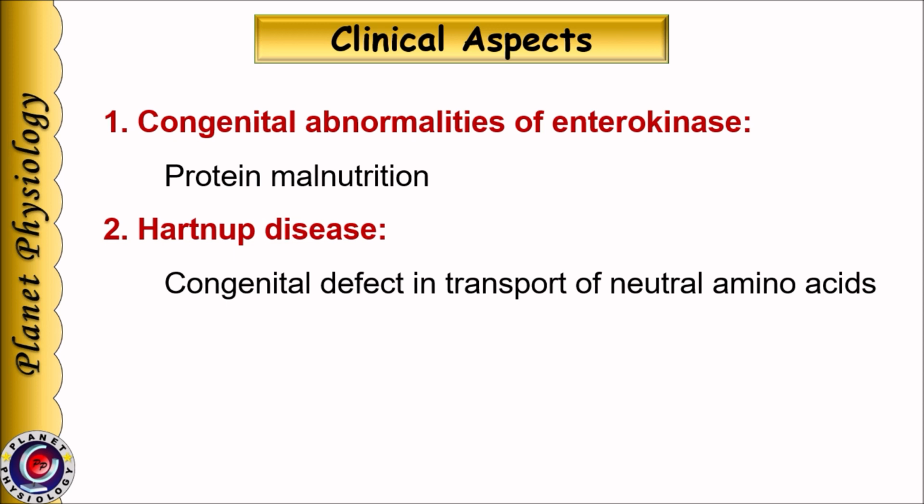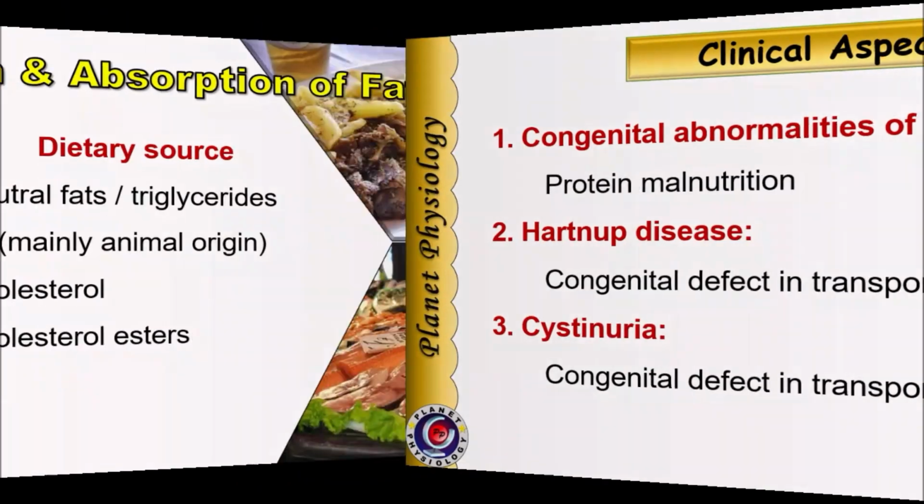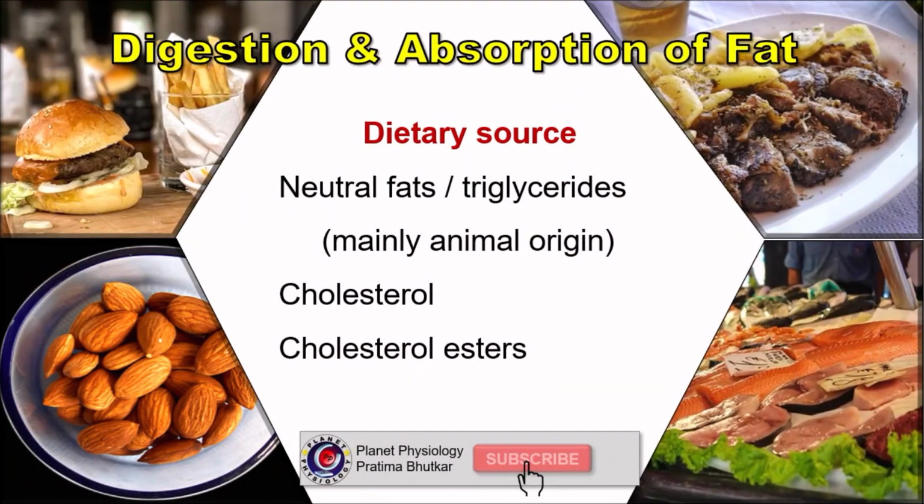We have seen that there are specific transporters for specific types of amino acids. In case of Hartnup disease, there is a congenital defect in the transport of neutral amino acids, whereas in case of cystinuria, there is a congenital defect in transporters of basic amino acids. So here we finish with protein digestion and absorption, and let us begin with the fat digestion and absorption process.